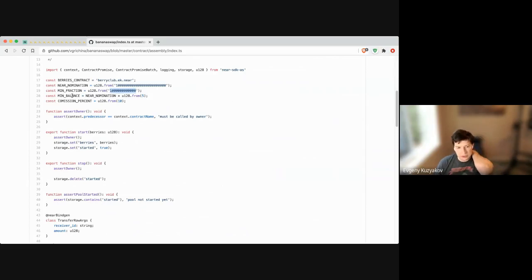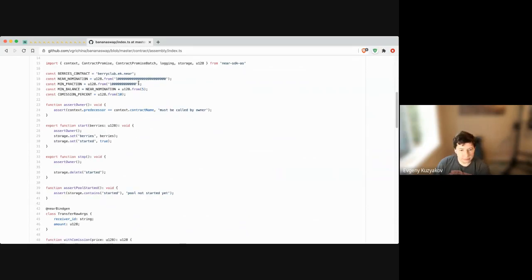So it uses a minimum balance of 5 near, because the compiled binary of this contract is only something like 20 kilobytes. So you only need about 2 near for the contract binary and a few more near for storage. Well, storage is constant, so it's not an issue.